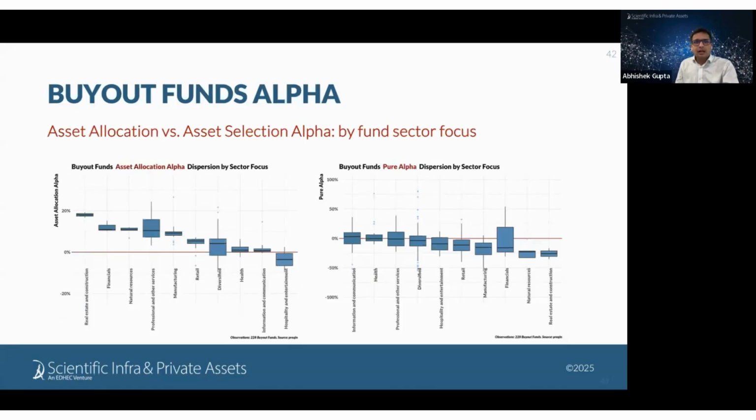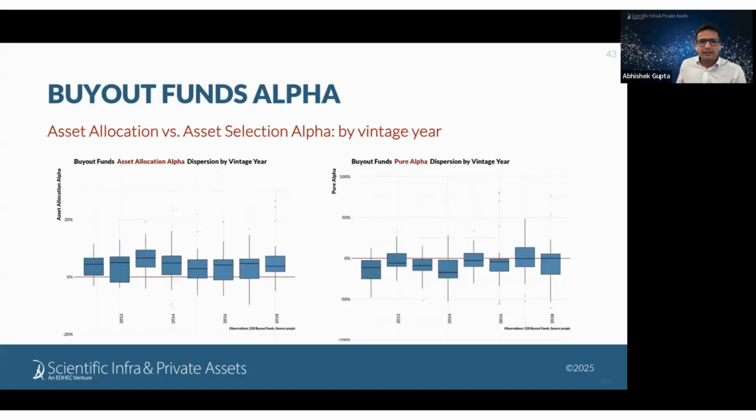If we compare this allocation and pure alpha by sectors, here we find again the same conclusion that allocation alpha is the major source of alpha in buyouts. There are some sectors like real estate where allocation alpha is very high. That is, it's easier to generate return by following certain trends in real estate and construction. But on the other hand, the pure alpha in real estate and construction is very low and negative. That is, picking good deals in that sector is even more difficult as a result. So, interesting conclusions by sector.